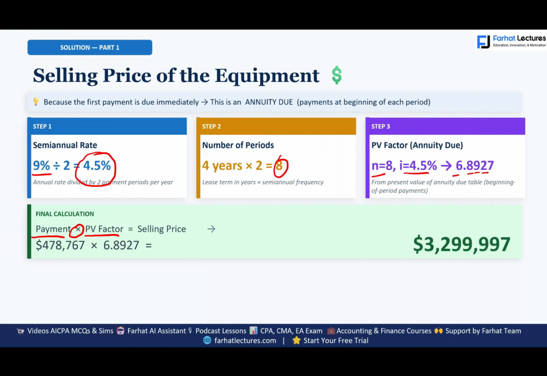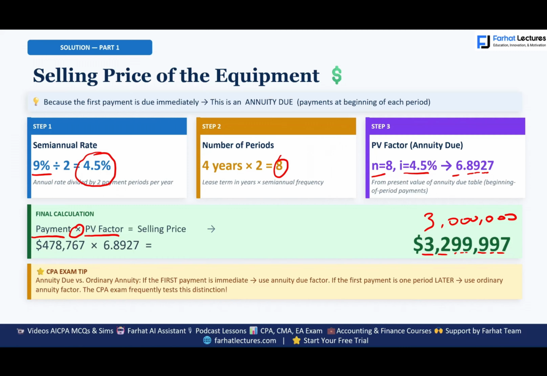And if we do that, we will come up with a selling price of approximately 3.3 million, 3,299,997 rounding. I'm just going to keep saying 3 million. That's the selling price.